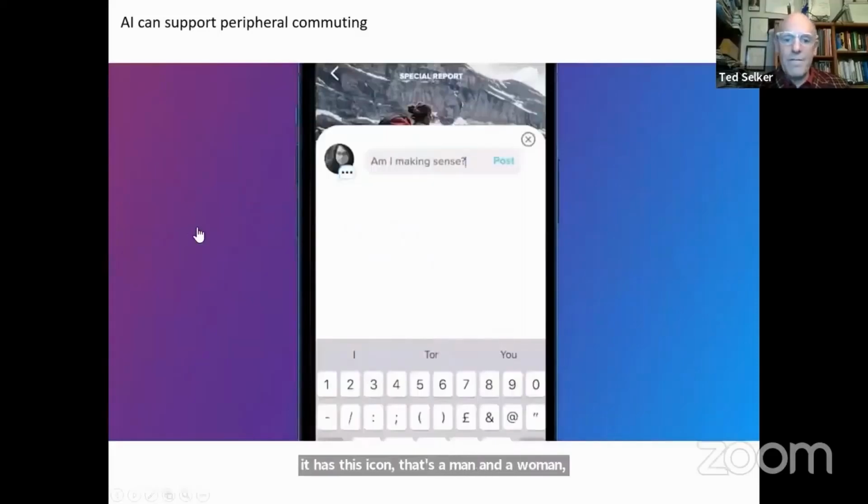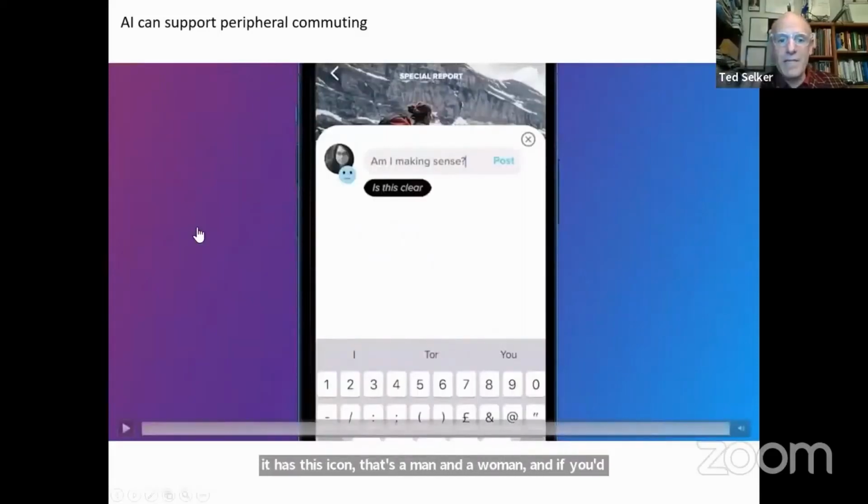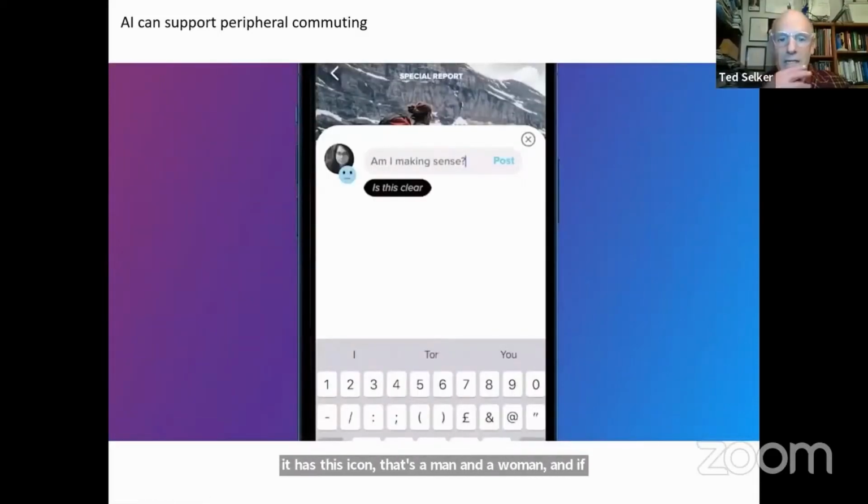And if you'd say, am I making sense? It'll put up a kind of a neutral look that says, is this clear? And so you can reflect on whether you could make a simpler or more direct statement than, am I making sense? Because there's a bit of a diminishing nature to asking that question, am I making sense? Maybe you could say something more direct like, do you understand? Or do you need any more explanation?